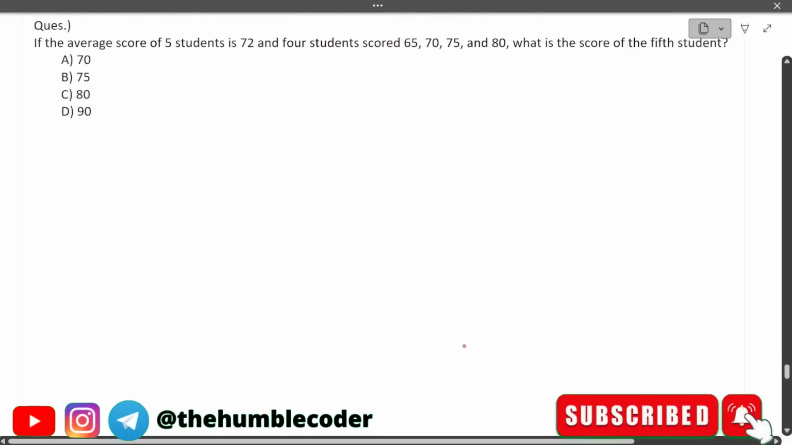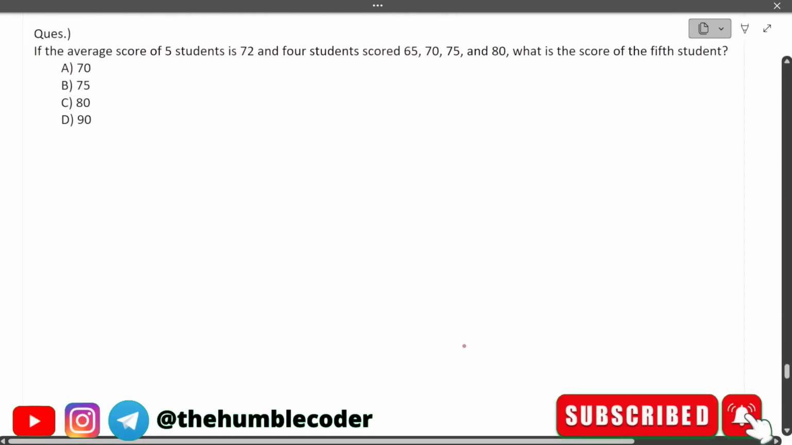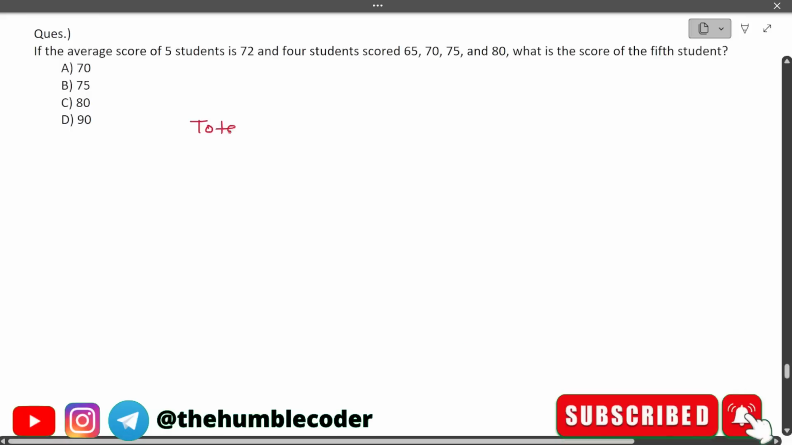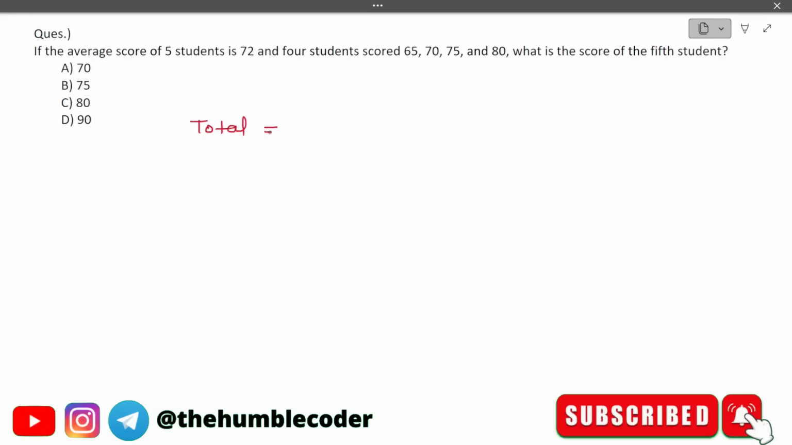If the average score of 5 students is 72 and 4 students scored 60, 70, 75 and 80, what is the score of the 5th student? In order to solve this question, as I told you, we have already solved one of the questions related to average previously also. So total is equal to average multiplied by number of quantities. In this case, the quantity is students. First of all, we will find out total. Average told to us is 72, and number is 5. So 72 into 5 will give us the total, which is going to be 360.